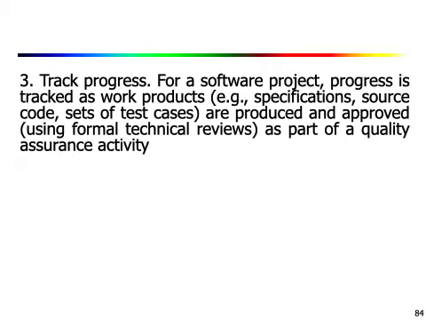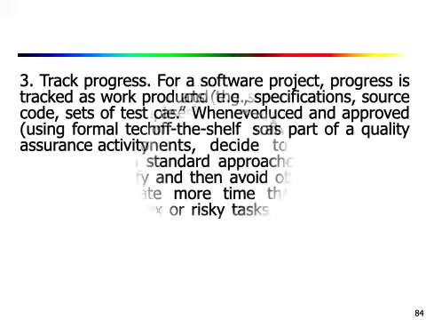Then the third part is tracking progress. For a software project, the progress is tracked as work products like specifications, source code, and sets of test cases. These work products that are produced and approved as part of the quality assurance activity should be tracked properly. So, okay, that's how you can track the progress of a software project.